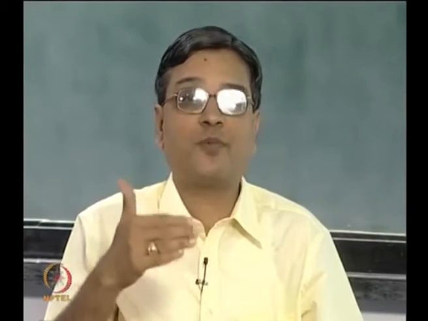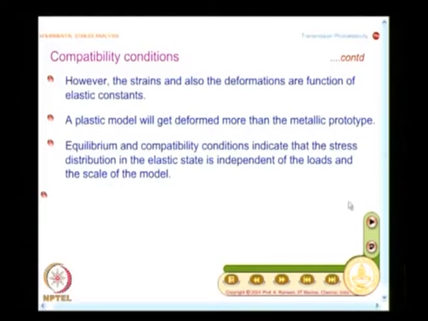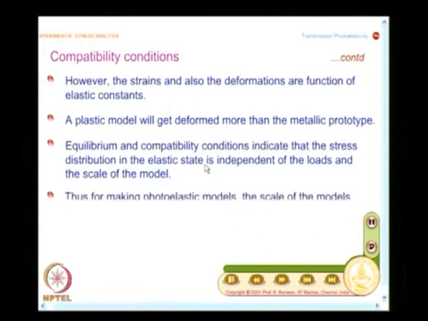And even if I have a rotating component, it may still be a two dimensional problem. Body force changes from point to point, then your Poisson ratio affects the distribution as well as magnitude. Then you will have to have a model material which has the same Poisson ratio as the metallic prototypes, which is not possible always.